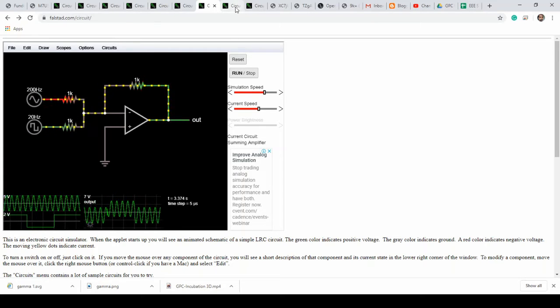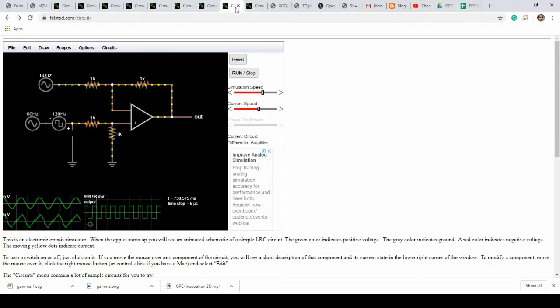Another application would be a differential amplifier, as we talked about earlier. In this case, I have two input waves. One is a pure sine wave, 60 Hertz. The second one is a combination of a 60 Hertz sine wave and a 120 Hertz square wave. And that distorted wave is what's coming into the input, and my differential output, the difference between these two waves, is coming out as a square wave.